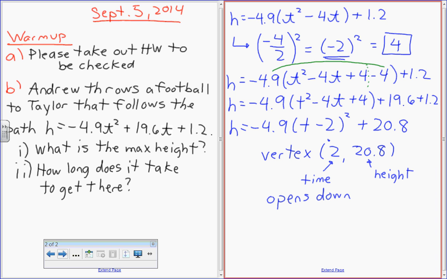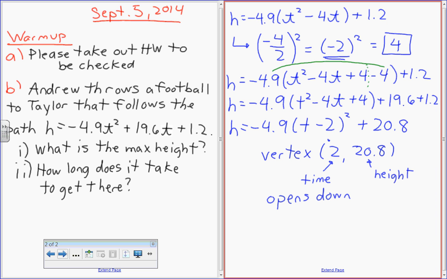Now, if you think of how that's going to go, right? The vertex is a point, x is 2, y is 20, right? Like the graph is going to go something like this. So in English, what that's saying is, after 2 seconds, the ball is 20 meters in the air. You can do it, Andrew.